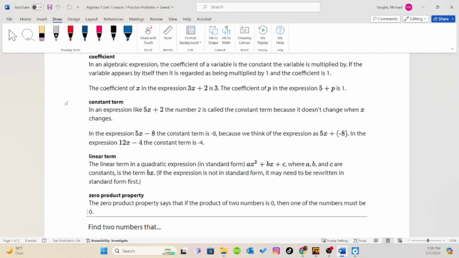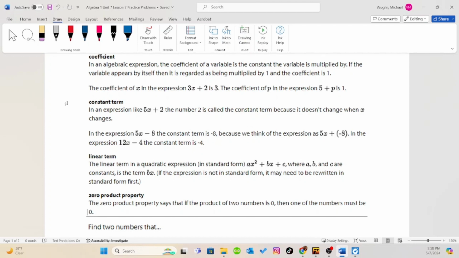The second term is constant term. In an expression like 5x plus 2, the number 2 is called the constant term because it doesn't change when x changes. In the expression 5x minus 8, the constant term is negative 8, because we think of the expression as 5x plus negative 8. In the expression 12x minus 4, the constant term is negative 4.